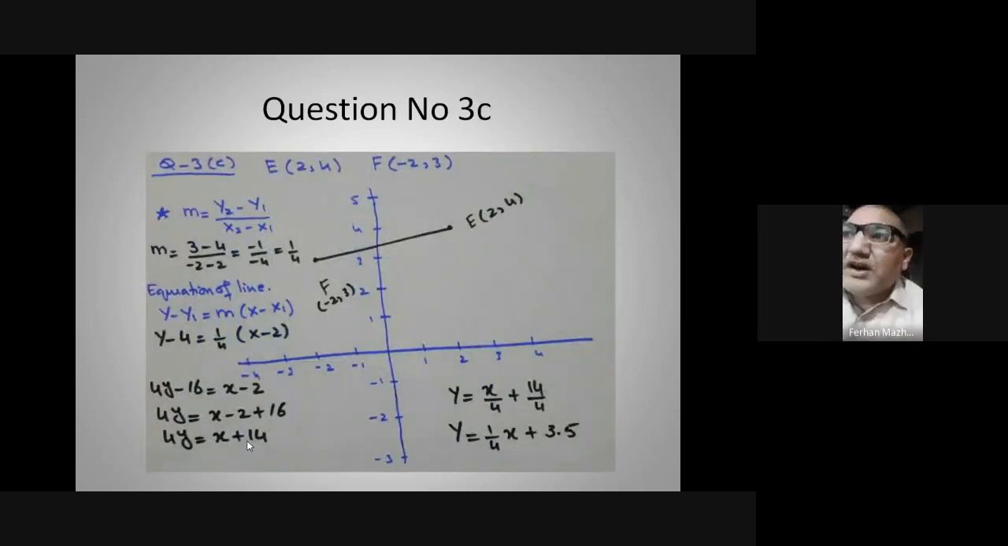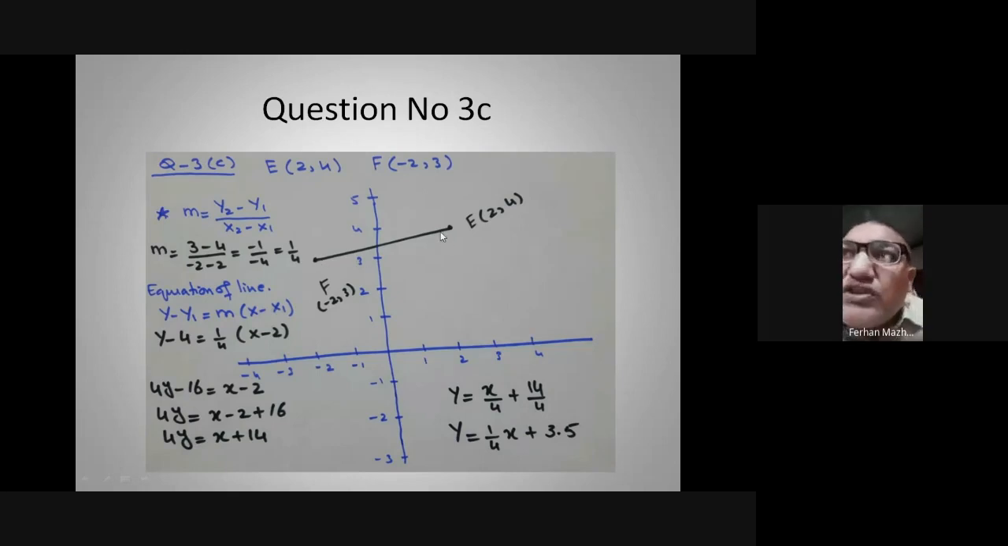So let's move to the next part. Question number 3 and its C part. Here we have 2 points given. The point E, which is 2 comma 4, and the point F, which is minus 2 comma 3. They want us to find the equation of the line which is joining E and F. So for your convenience and understanding, I have drawn these 2 points and joined them. And you can see I now want to find the equation of this line.